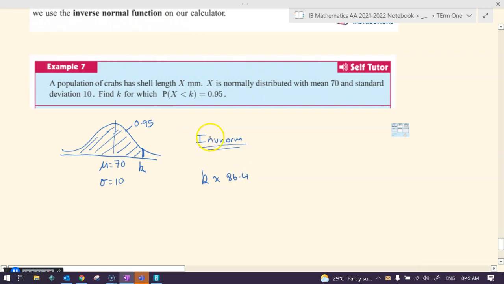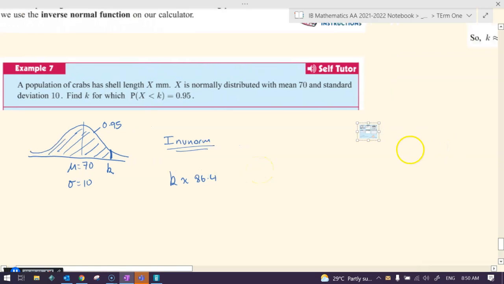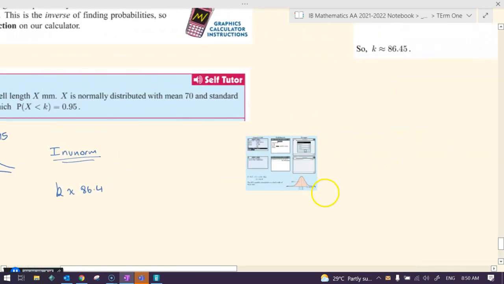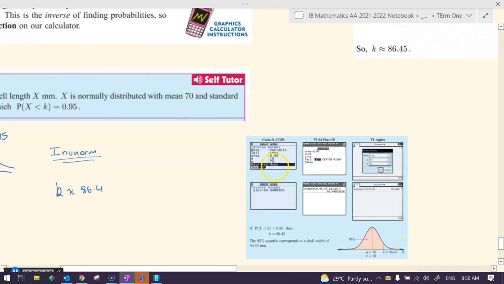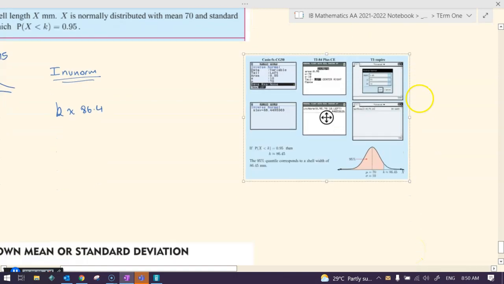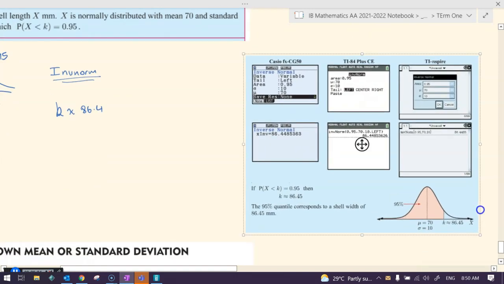So how are we going to set that out? Well, that's fine. The probability of X being less than K equals 0.95. Therefore, K is approximately equal to 86.4. That is all you need to do. If you had a different calculator or you want to check it again, the instructions are right there. If we zoom in a little bit more, they'll almost be legible. There you go.